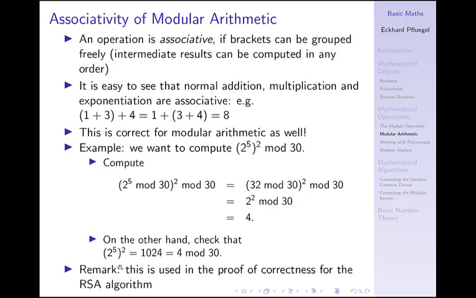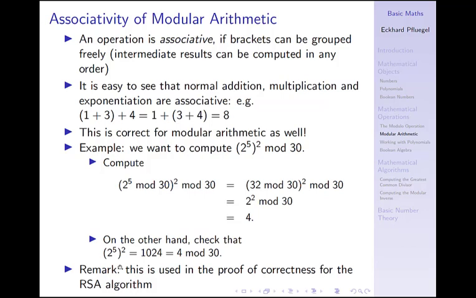So let me briefly introduce something else which is useful when we are talking about modular arithmetic, which is the property of associativity. We say that an operation is associative if we can compute intermediate results in any order. We're thinking of brackets grouped around intermediate results, but we can do this in any order without affecting the final outcome. This is something we're very much used to, but people don't normally talk about it. They take it for granted.